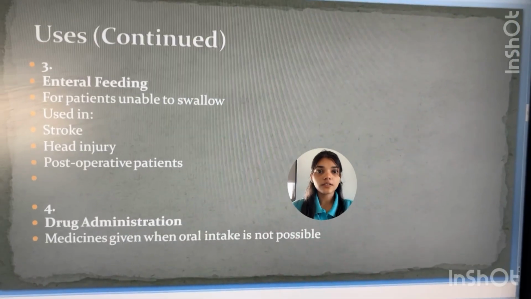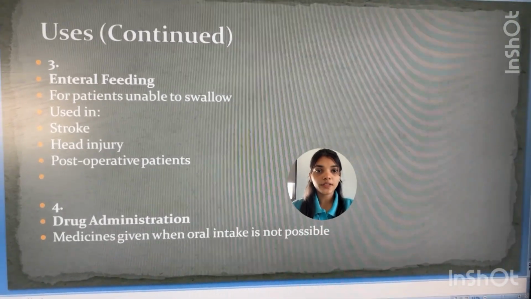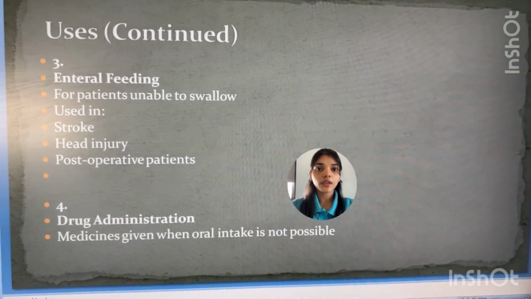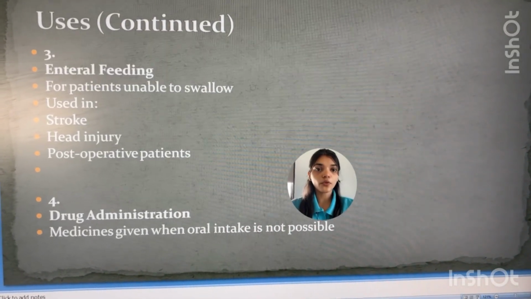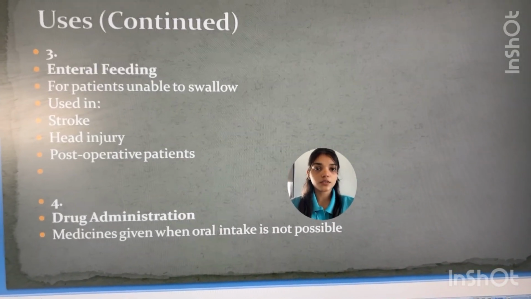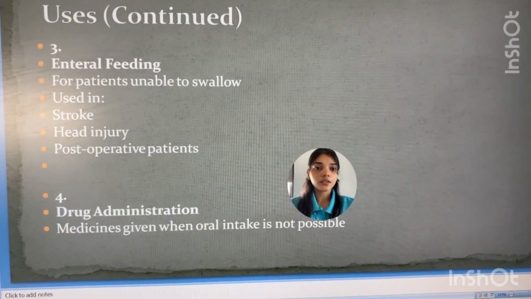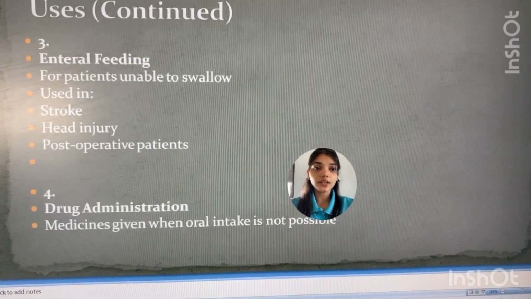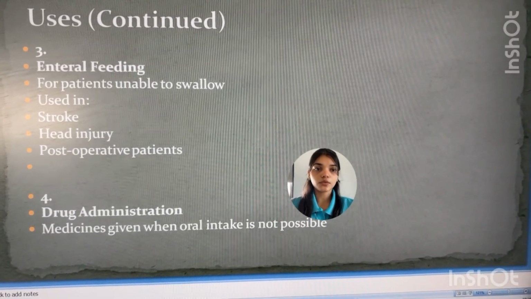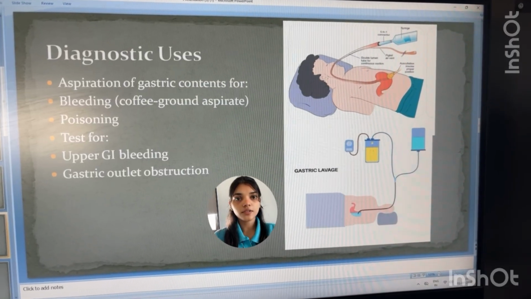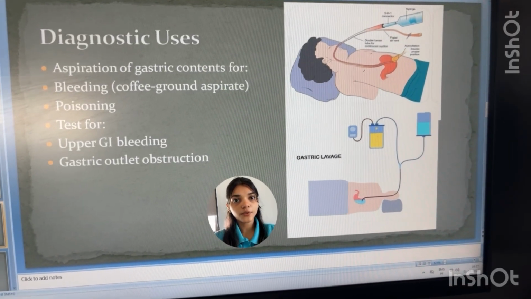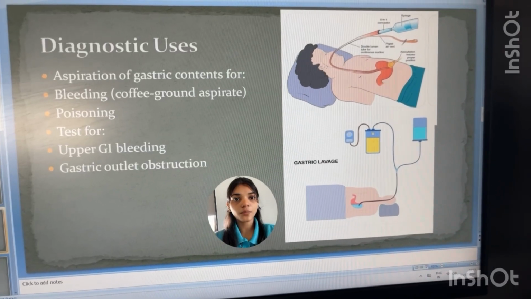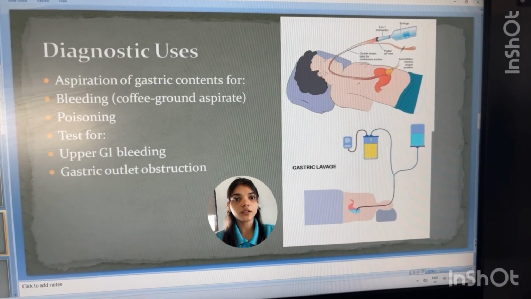Third one is enteral feeding for patients unable to swallow, used in stroke, head injury and post-operative patients. Fourth is drug administration. Medicines are given when oral intake is not possible. Then diagnostic uses: aspiration of gastric content for bleeding, poisoning and tests for upper GI bleeding and gastric outlet obstruction.